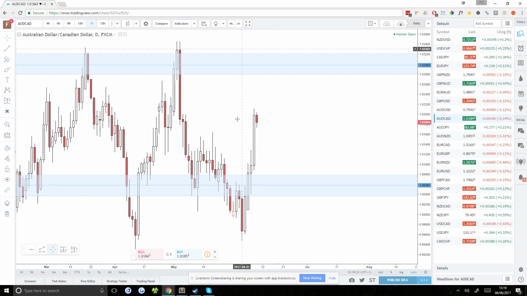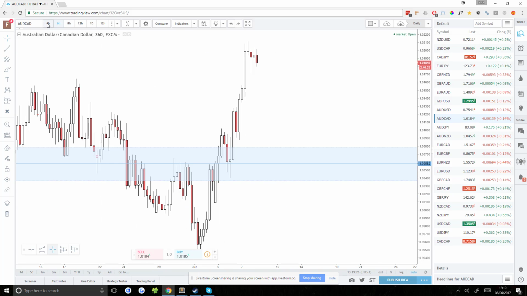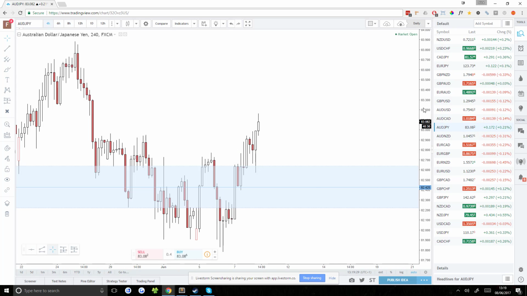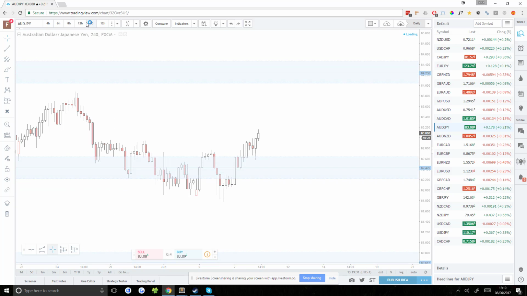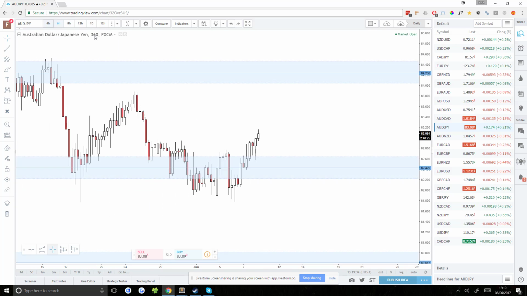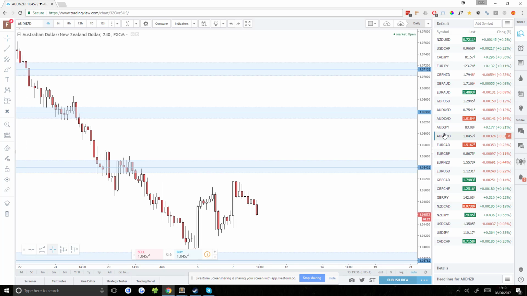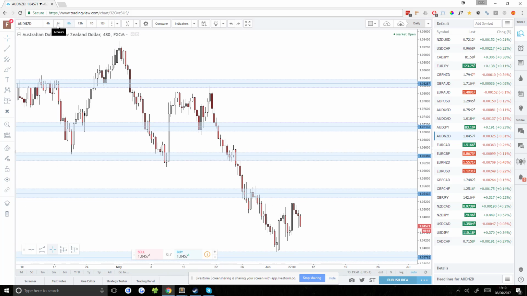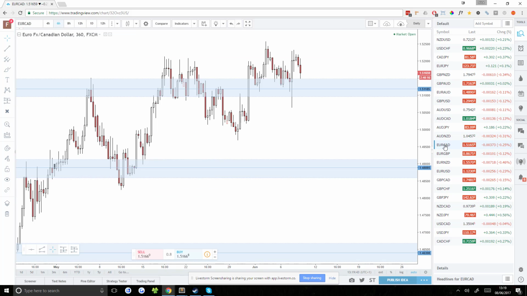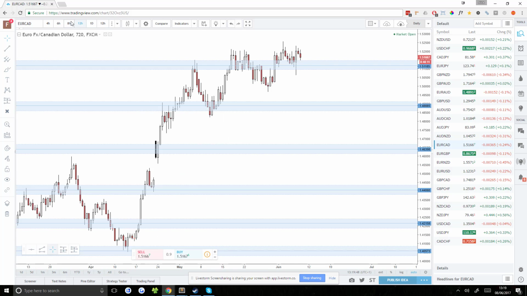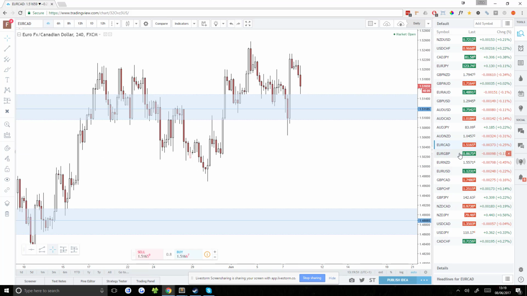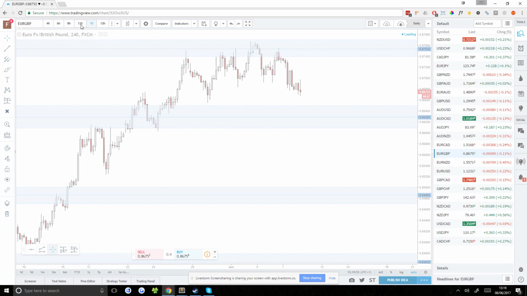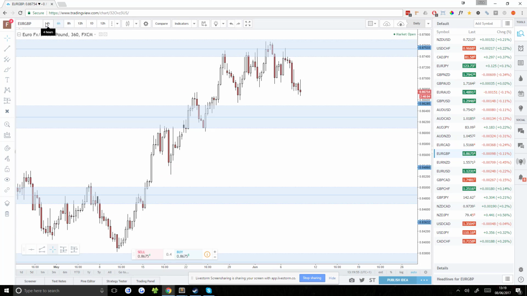AUD/CAD has broken above resistance. It's just in between right now, so we can't really do too much with that. AUD/JPY broken above resistance. We can't do much here either. AUD/New Zealand started heading back down again. Euro/CAD, nothing much. Euro/GBP, nothing much.